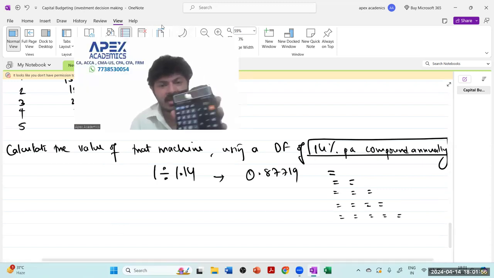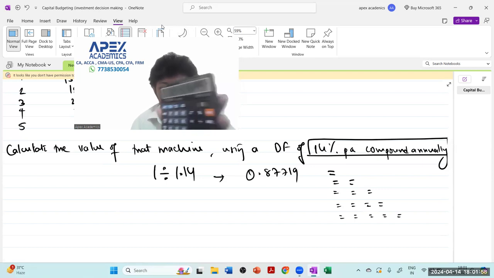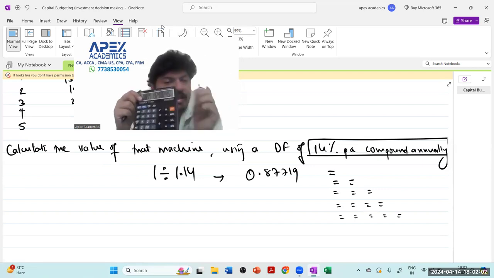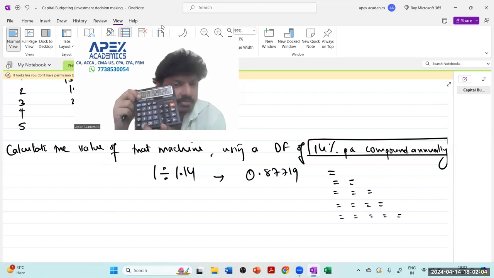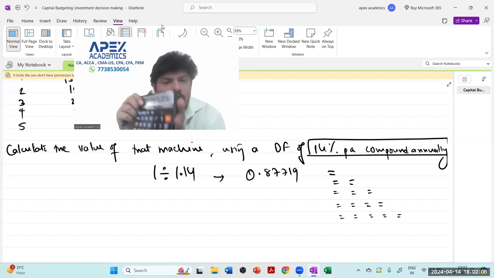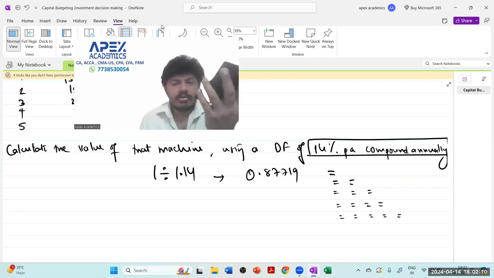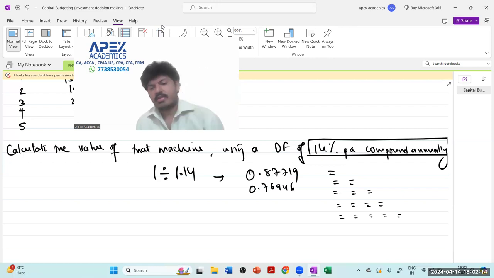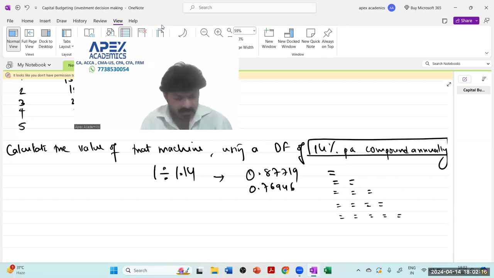This number, 0.877 something, will be sitting on your screen. Now don't press any other button, just press the equal to button. Press the equal to button once more. Automatically a new value will come on your screen, which is 0.76946. Agreed? Press equal to again.